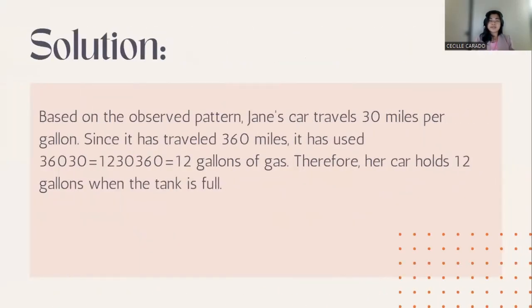Solution: based on the observed pattern, Jane's car travels 30 miles per gallon. Since it has traveled 360 miles, it has used 360 divided by 30 equals 12 gallons of gas. Therefore, her car holds 12 gallons when the tank is full.